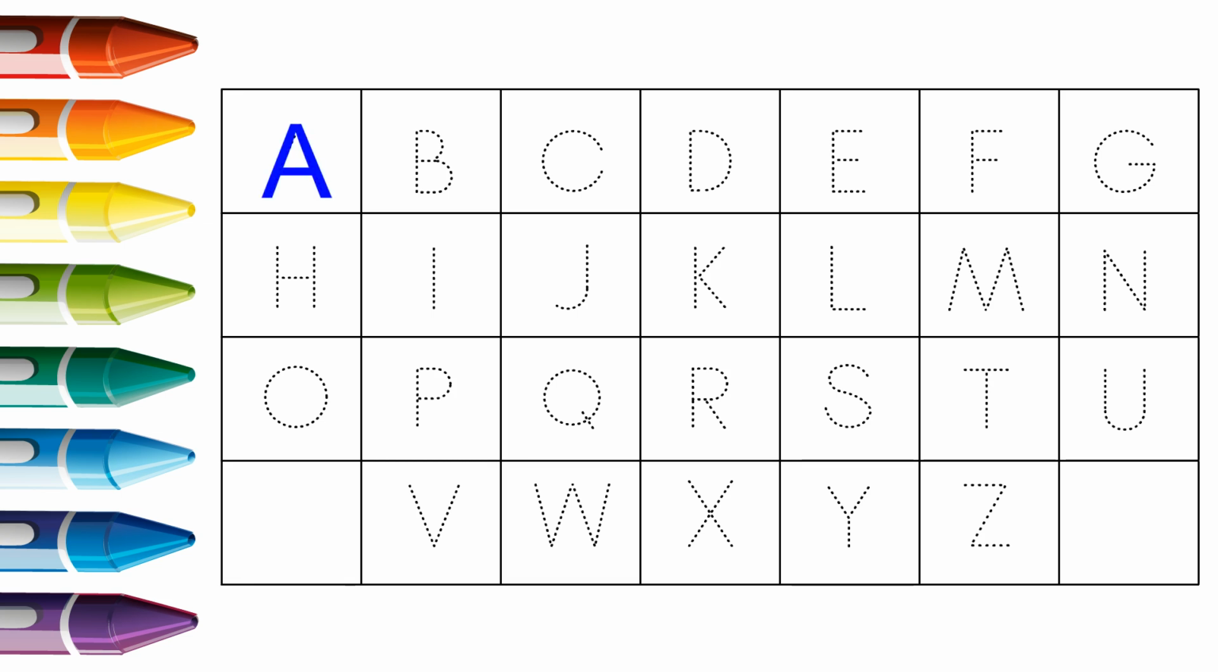A. A for apple. B. B for boy. C. C for car. D. D for donkey.